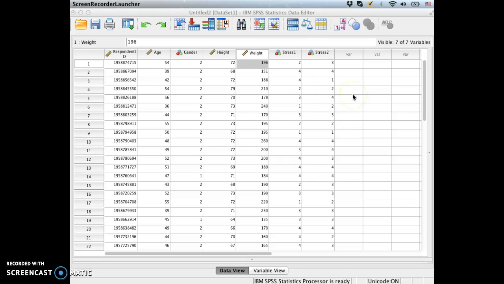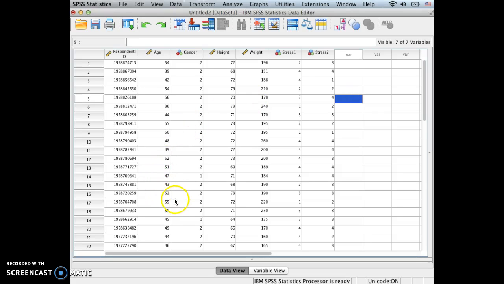This tutorial illustrates one-sample t-test in SPSS. Here is the dataset. We have 30 superintendents. In the data, we recorded their age, gender, height, weight, and their stress level. We're interested in age. Suppose in the superintendent population, the average age is 50, and I want to compare the sample age with the population age to see if our sample is representative of the superintendent population in terms of age.